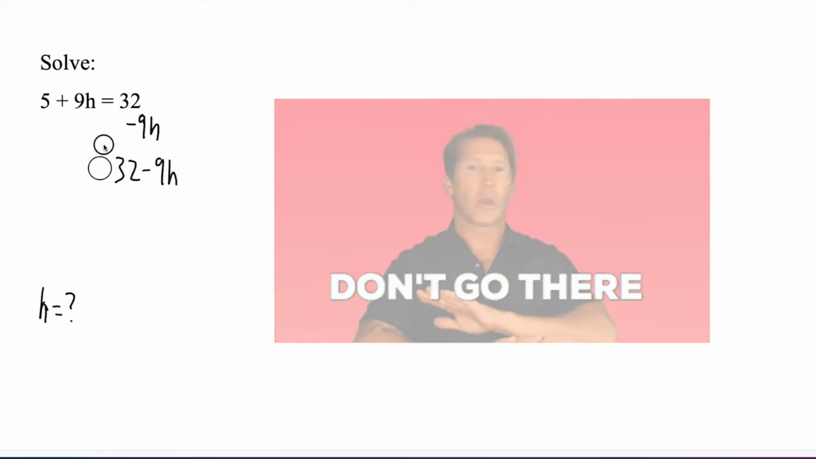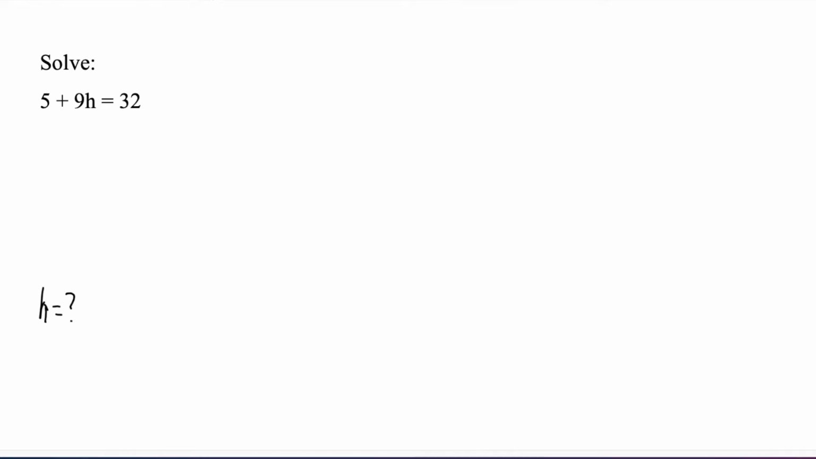So I'm going to go back to the previous step. The correct step is to take away 5 from both sides. It's very important that you understand this, because by taking away 5 from both sides, you reduce this equation into a simpler equation: 9h is equal to 27. The next step, to make 9h into h, is to divide both sides by 9. So 9h divided by 9 is h, which is equal to 3. And this is the answer we want.